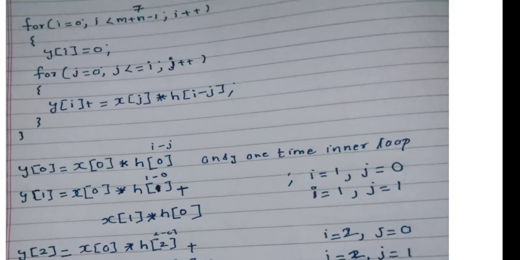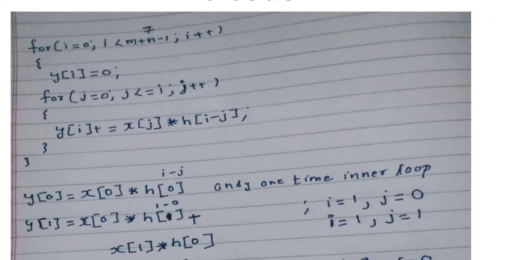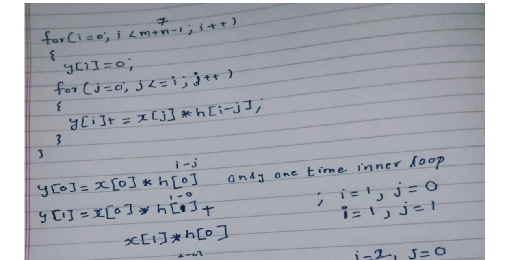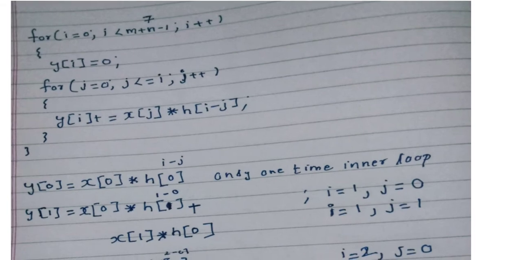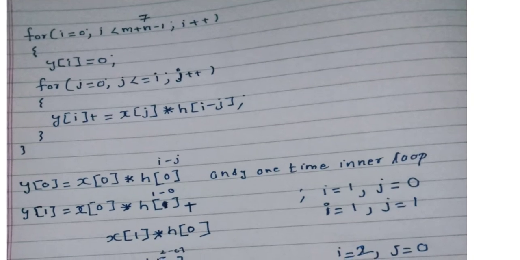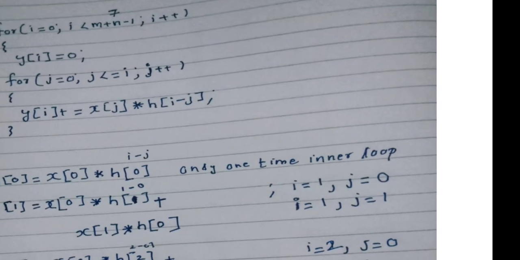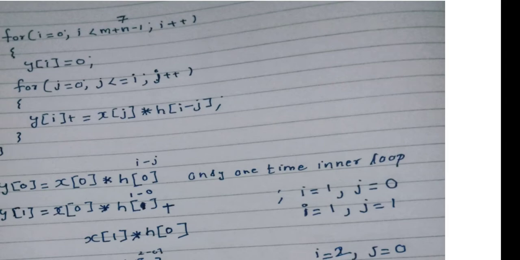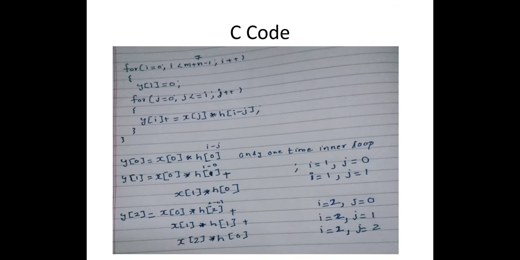So I hope this small C function is pretty clear to you. The whole crux lies in two nested for loops, where I am using the output y of i and equating it to x of j multiplied by h of i minus j. And I am using the important condition that for j equal to 0, j less than or equal to i. That holds the whole crux, so you should concentrate on that condition. I hope the C code for this convolution is pretty much clear to you.